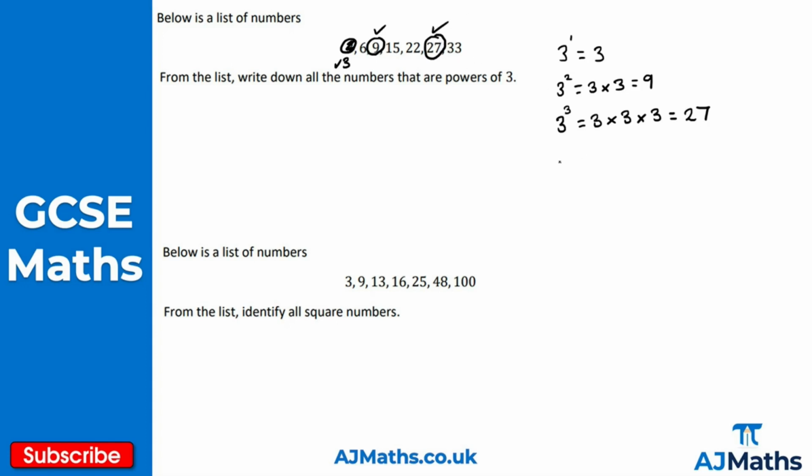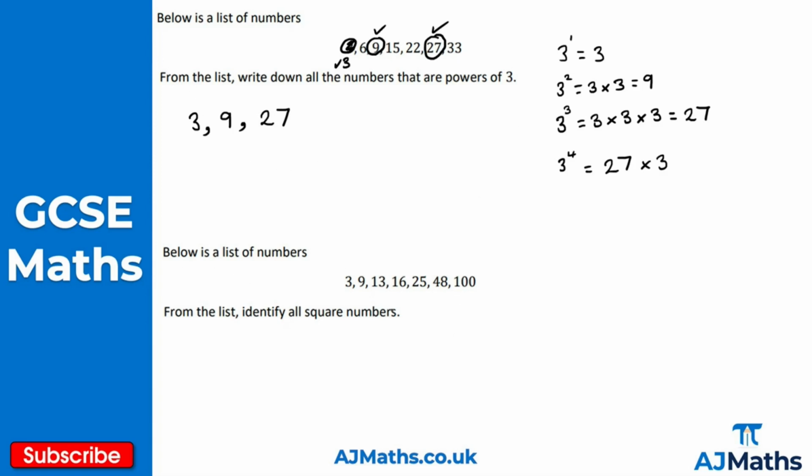Now, if I do 3 to the power of 4, that's the same as 27 times 3. Okay, and this will definitely be bigger than 33. Even 27 times 2, that's 54, which is bigger than our last number here. So that means we're finished here. We have no more numbers. So if we just write down all the numbers that we've highlighted here, we had 3, 9, and 27 there. Okay, so those are the numbers that are powers of 3. So that's our solution to that question.